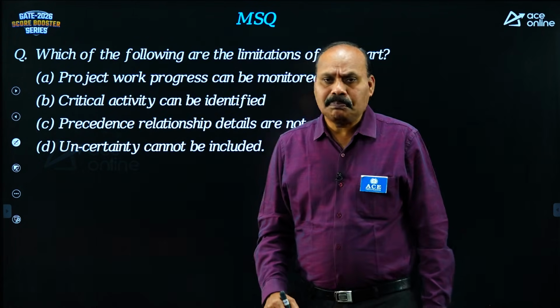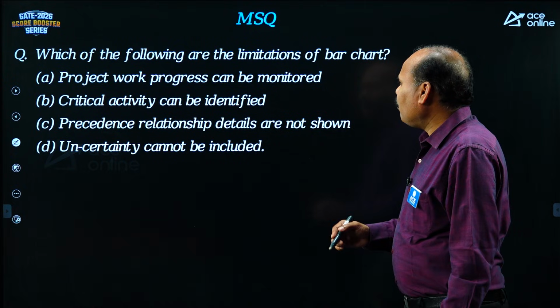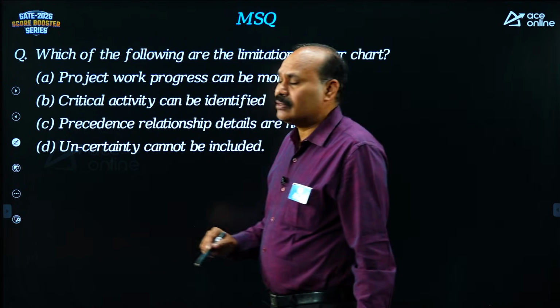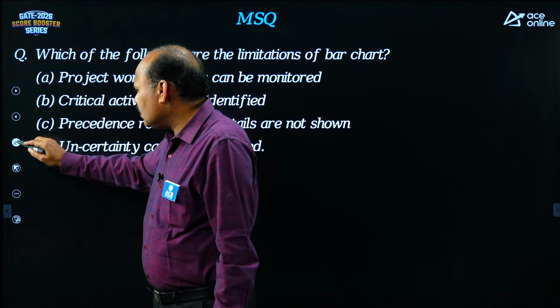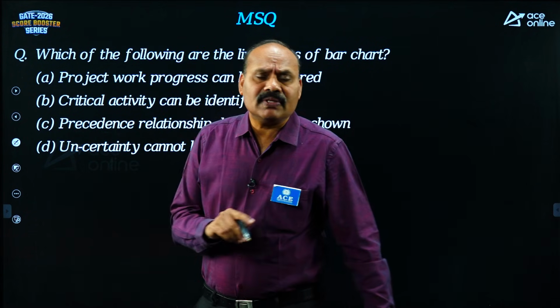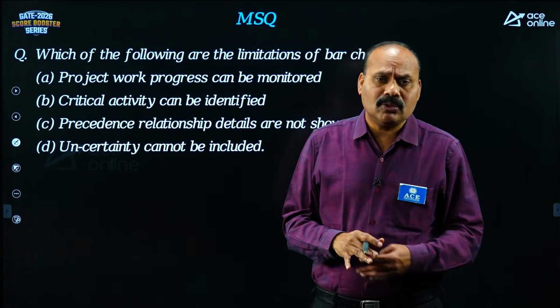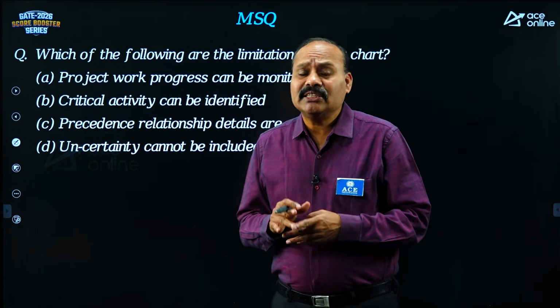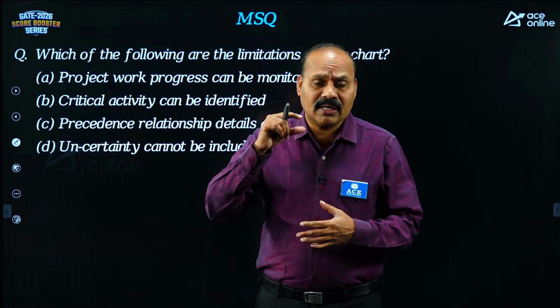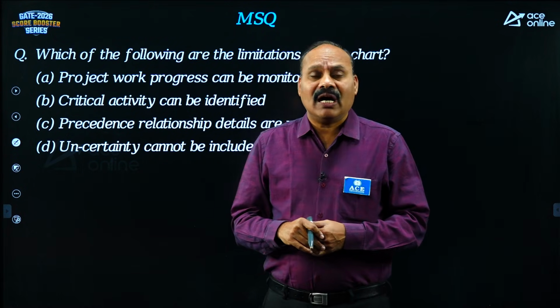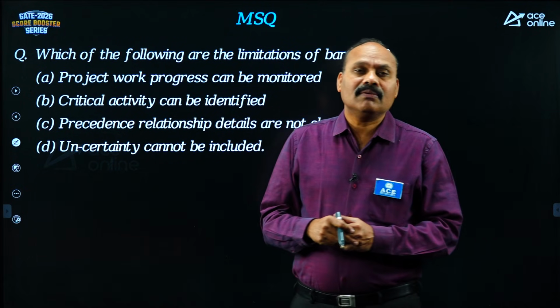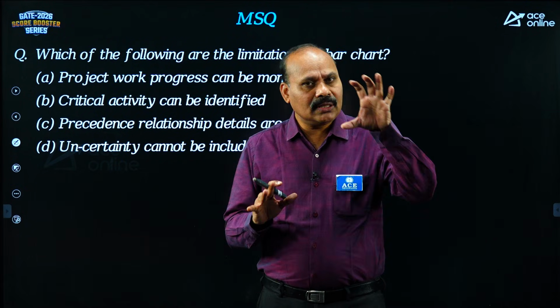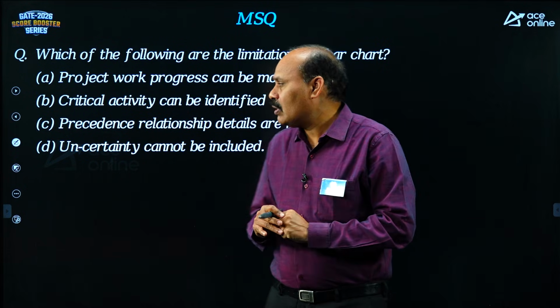Next, MSQ. Which of the following are the limitations of bar chart? The first drawback is it cannot show the work progress, it cannot show the relationship, critical path cannot be identified, uncertainty cannot be incorporated, it is limited to small works. These are the 5 limitations.